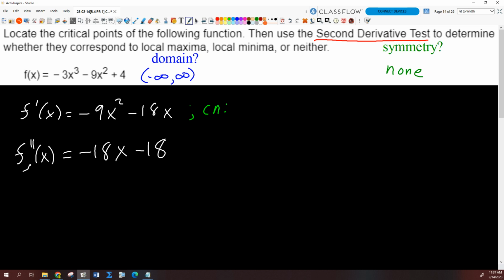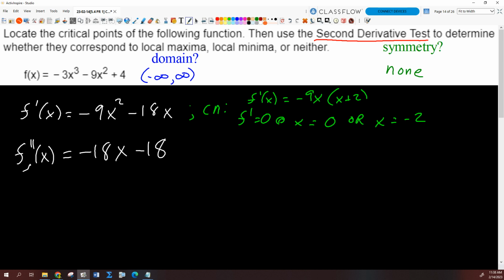Okay, so yeah, let's go ahead and factor this. So we can take out a negative 9x, right? Okay. Times x plus 2, good. So f prime equals 0 at x equals 0 or x equals negative 2. Good.